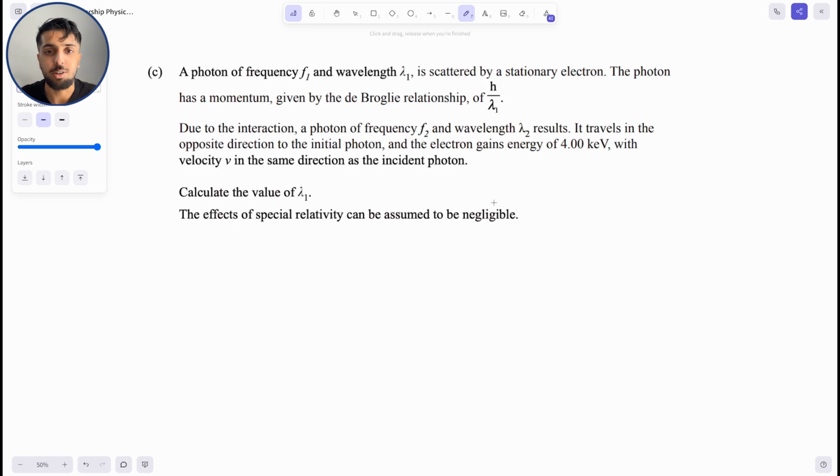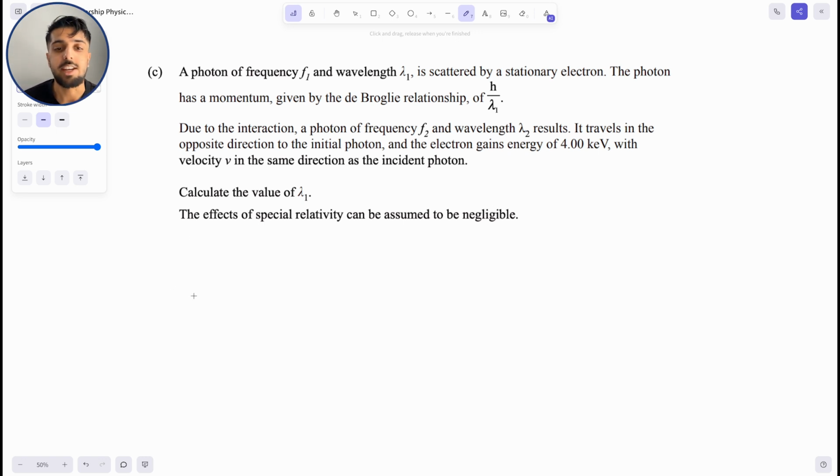A photon of frequency f1 and wavelength lambda1 is scattered by a stationary electron. The photon has a momentum given by that equation there. Due to the interaction, a photon of frequency f2 and wavelength lambda2 results. It travels in the opposite direction of the initial photon, and the electron gains energy of 4 kiloelectronvolts, with velocity v in the same direction as the incident photon. Calculate the value of lambda1.